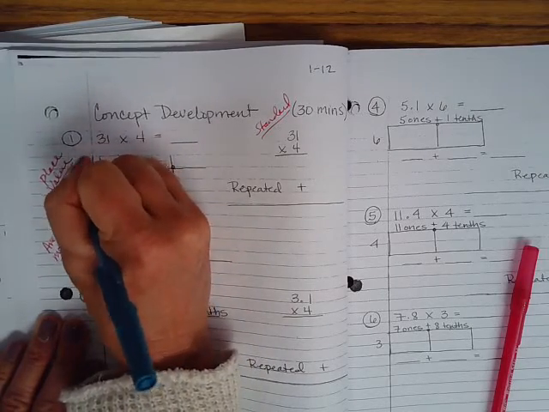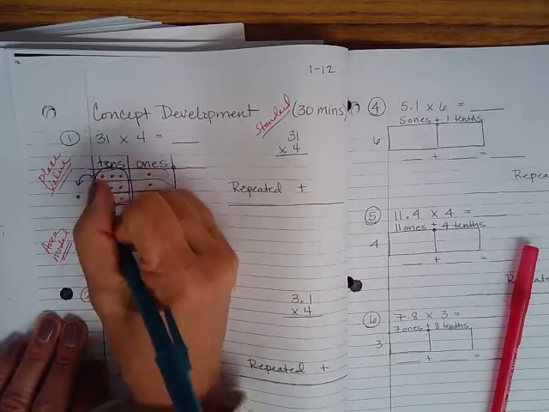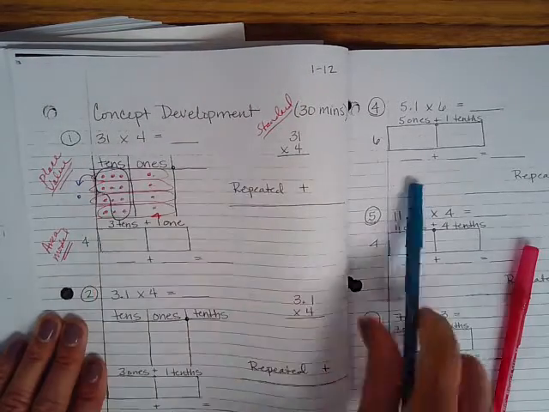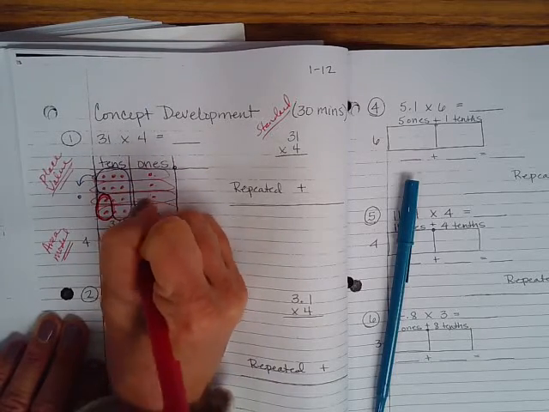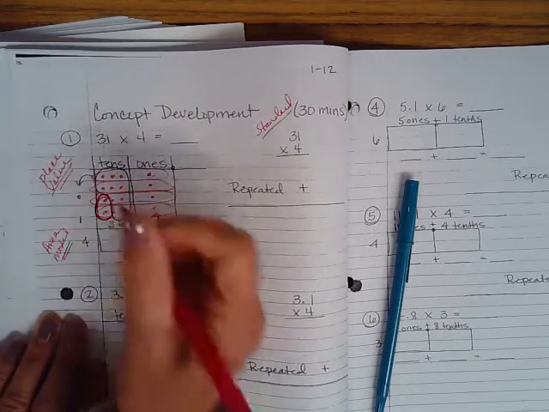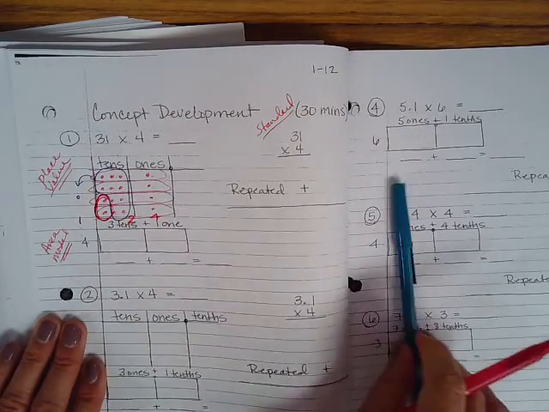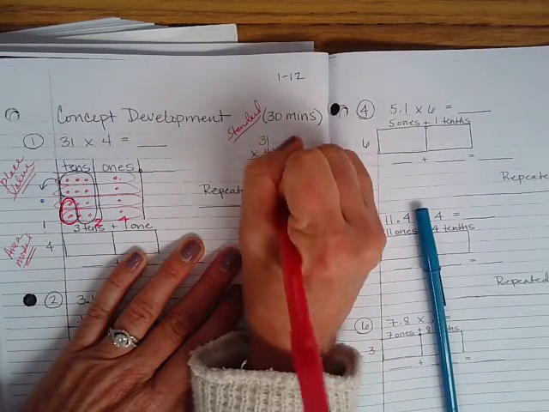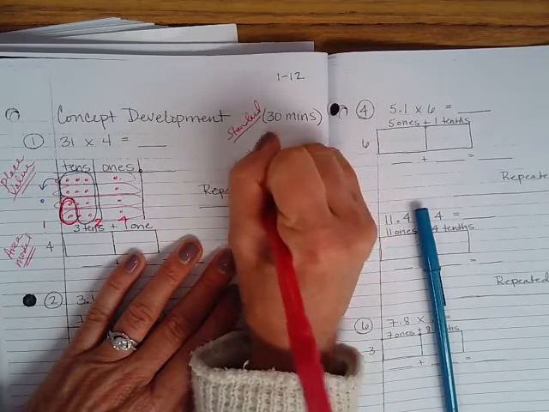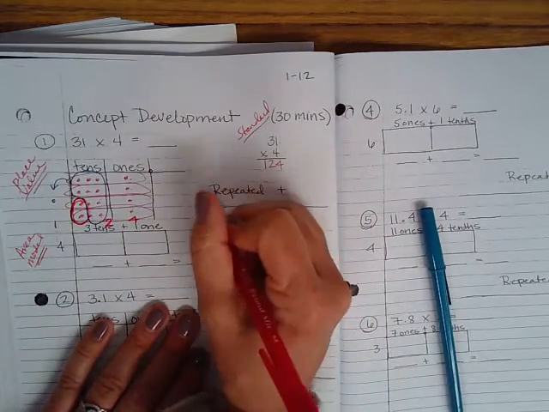and move 1 ten over to the hundreds, right? And then we're left with 2. We have 2 left over. These 2 are left over. And now we have 1. So we will have 124. So let's go over here to standard algorithm. 1 times 4 is 4. 4 times 3 is 12. Look at that, 124. Repeated addition.